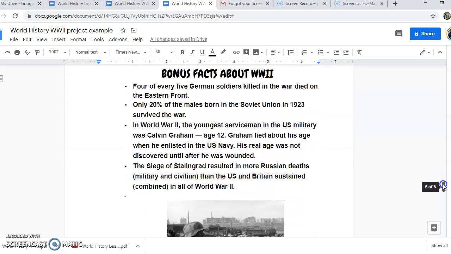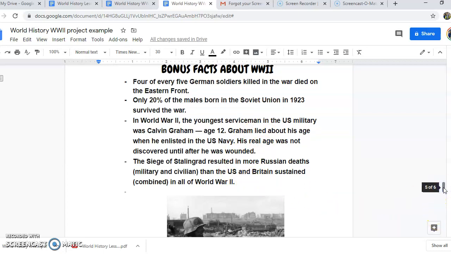A bonus opportunity here is to include some facts about World War II. This is one section that you can copy and paste the facts. Just make sure you include the documentation of where you found this information online. So I thought these facts were interesting.